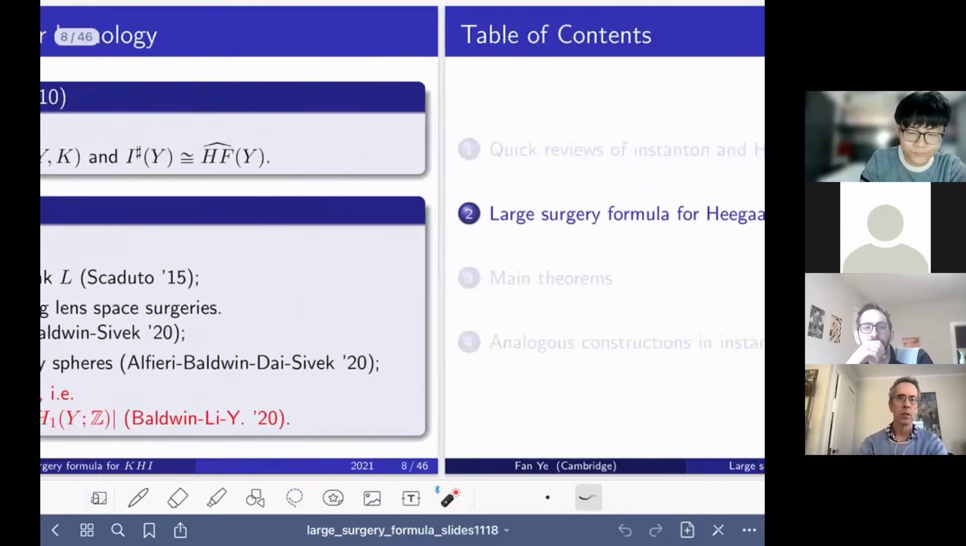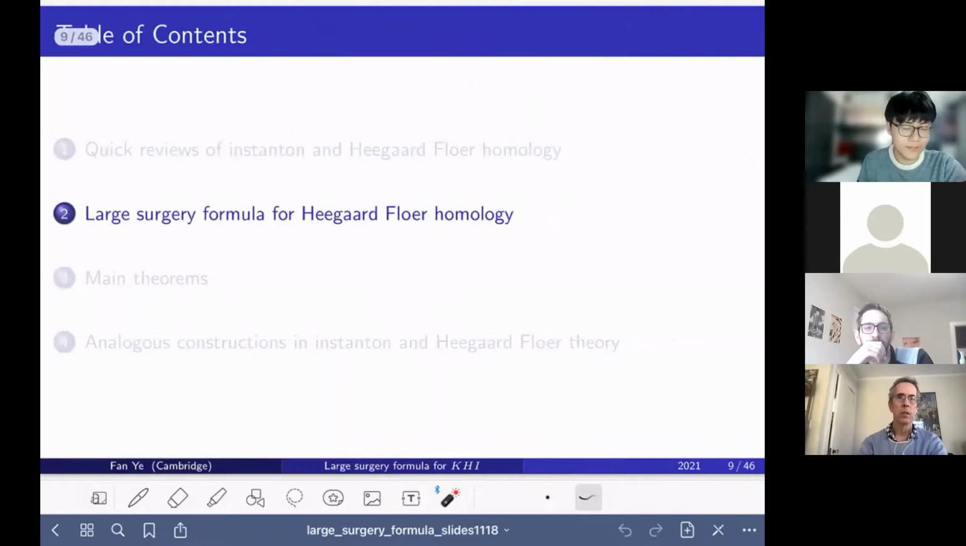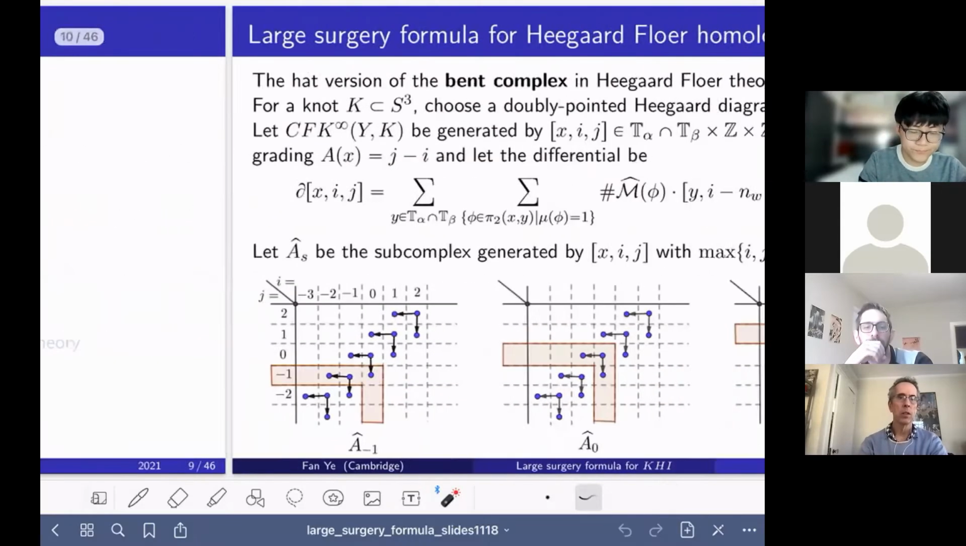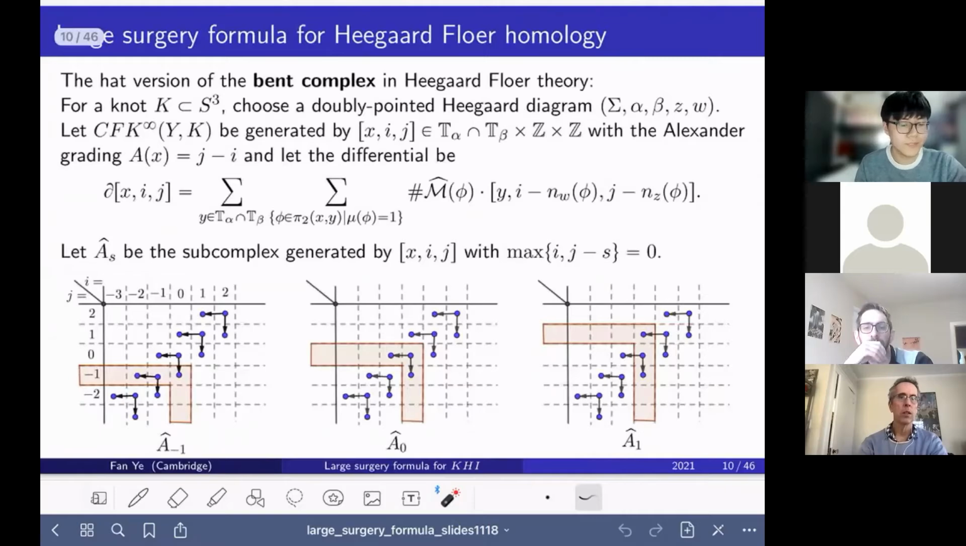Okay, and then maybe let me mention the large surgery formula for Heegaard Floer theory, and then state the main theorems. So here let's just consider a knot K in S^3.